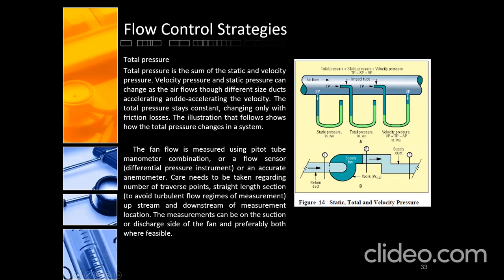The fan flow is measured using pitot tube manometer combination or a flow sensor, the pressure instrument, or an accurate anemometer. So care needs to be taken regarding number of traverse points, straight length section to avoid turbulent flow regimes of measurement, upstream and downstream of measurement location. The measurement can be on the suction side or discharge side of the fan, and preferably both where feasible.